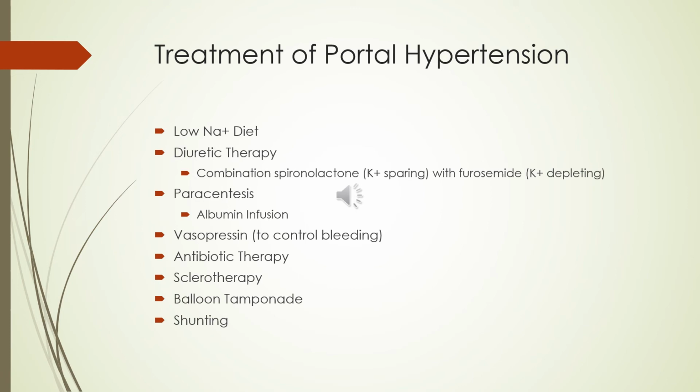It is treated with a low sodium diet and diuretic therapy, a lot of times in combination with a potassium sparing and a potassium depleting diuretic, such as spironolactone and furosemide, paracentesis to drain off some of the excess fluid, and then they also may use an albumin infusion. The other thing is vasopressins that will help control bleeding, antibiotic therapy, sclerotherapy, balloon tamponade, and shunting are all different things that they may have to utilize with portal hypertension treatment.